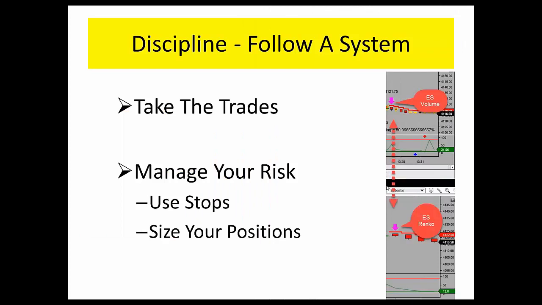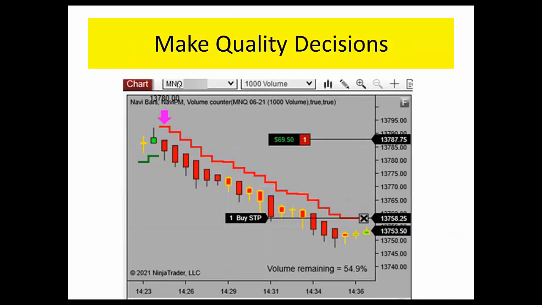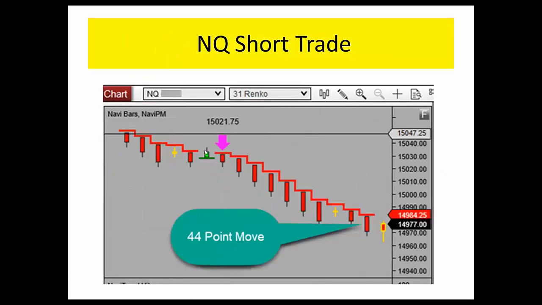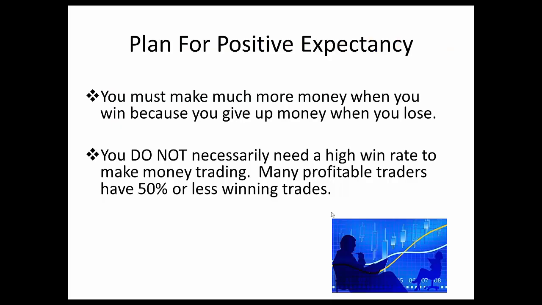All right, so again, here's two sell signals, E-mini volume chart, Renko chart, NASDAQ volume chart, NASDAQ Renko chart. 44-point move down here on the NQ.